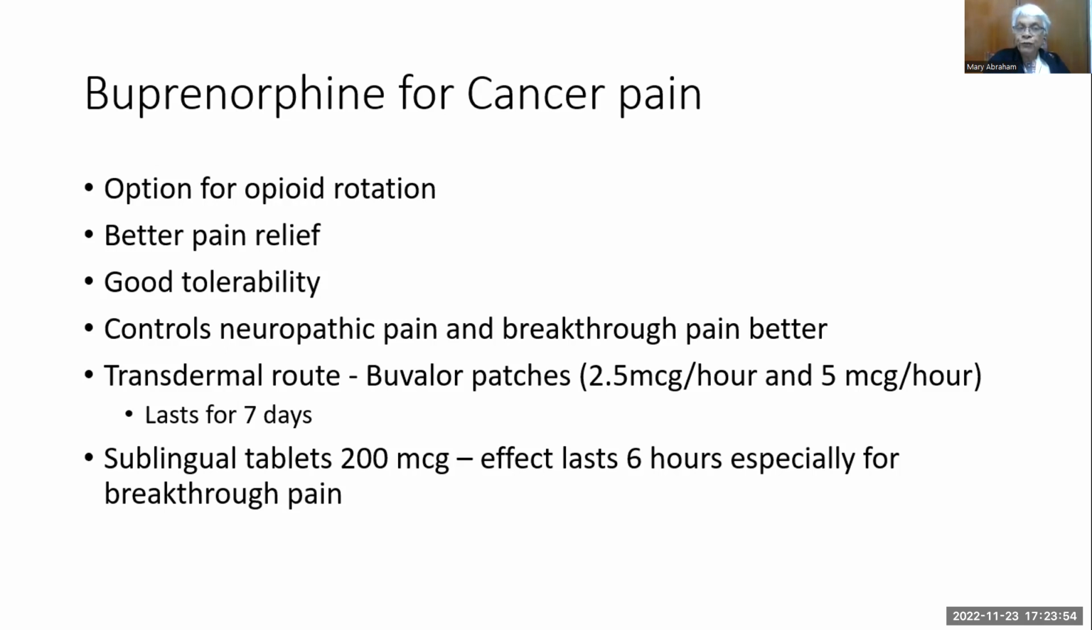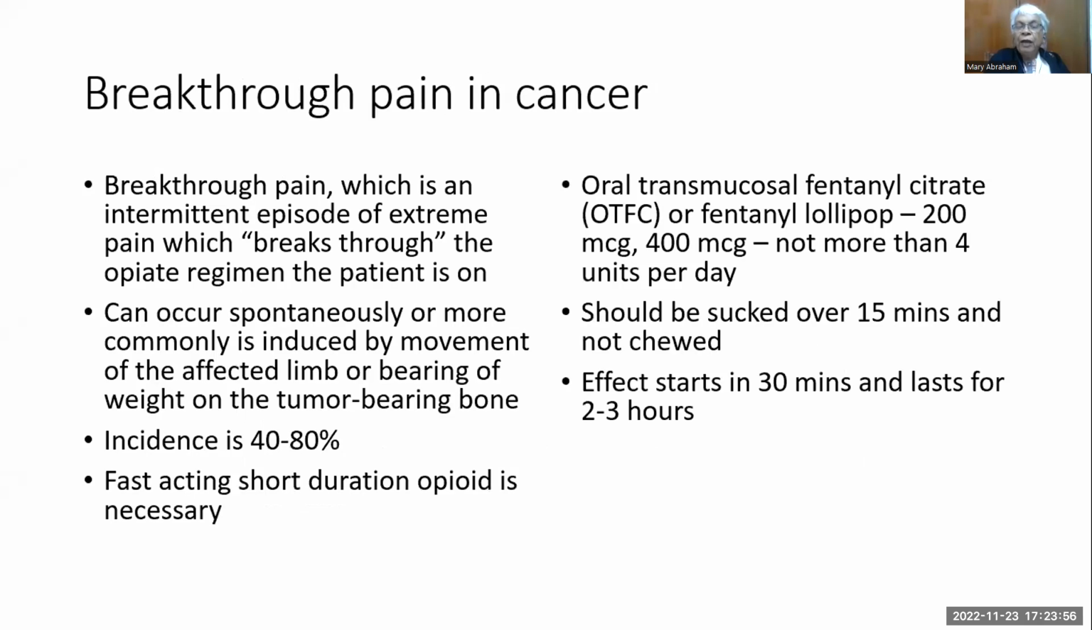And that can also be used for breakthrough pain. Now, having talked about breakthrough pain, I told you this is a little difficult to treat. So what is it? This is an intermittent episode of extreme pain which breaks through the opiate regime that the patient is on. So even before the duration of action of the drug is over, the patient gets the pain.